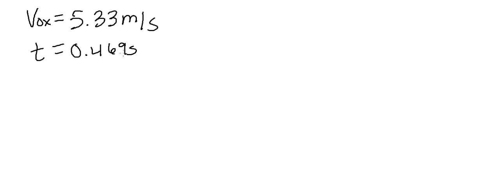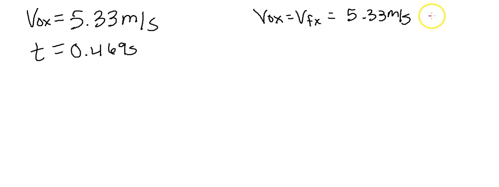According to what we know about projectiles, the initial velocity in the x direction is the same as the final. So we have one component, which is 5.33 meters per second, and that is going to be the part that is this way. So that's Vx. And then we need to figure out what Vy is, over here. And in order to get that, we need to figure out how fast it's moving at the end.